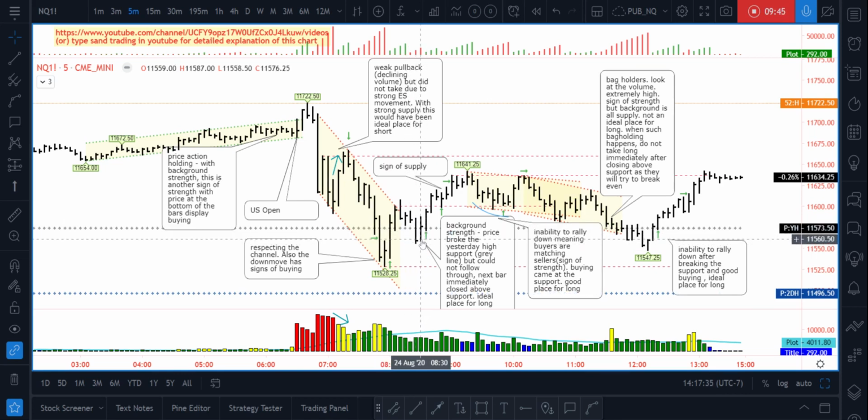And when there is no follow through after breaking this one, the background strength, right? Now the strength is what? Background strength is this one, demand buying. And when it is unable to follow through, and then it moves immediately back above the support, you can take a long here. So this is another sign. See this bar? This bar, huge volume. Basically, when sellers try to prove it, buyers came up again and pushed it up.